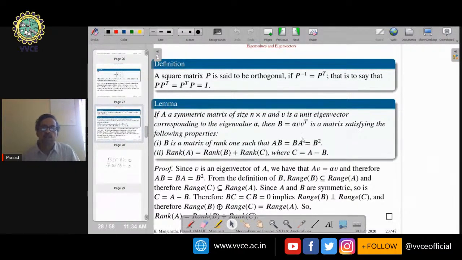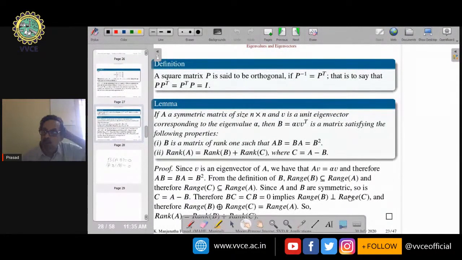Okay, then you construct this B, and because this V is an eigenvector of this A, you can verify easily that AB is equal to BA is equal to B square. It requires little patience. You can just make substitution and verify that AB is equal to BA is equal to B square easily. Now V is an eigenvector. Therefore, range of B or column space of B is a subset of range of A, because alpha V is there in the column space of A. Therefore, range of C is also in the range of A. Okay. Now you see that range of B and range of C are orthogonal. That's what we checked. Okay.